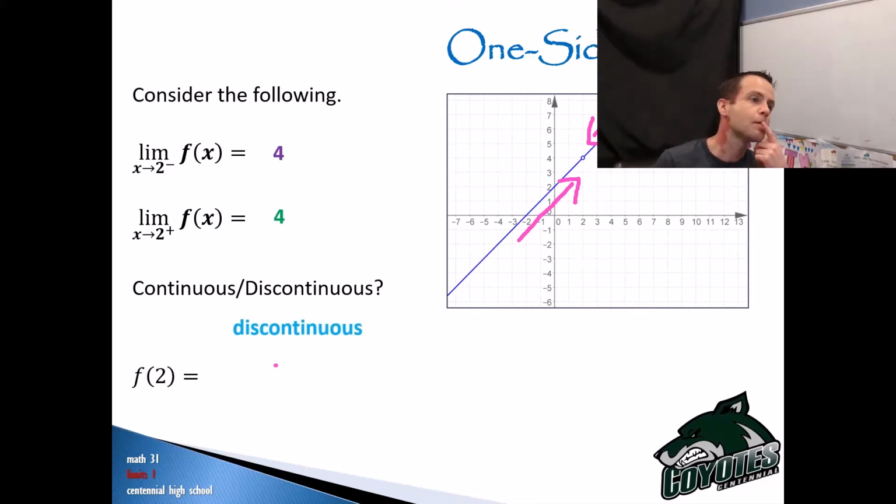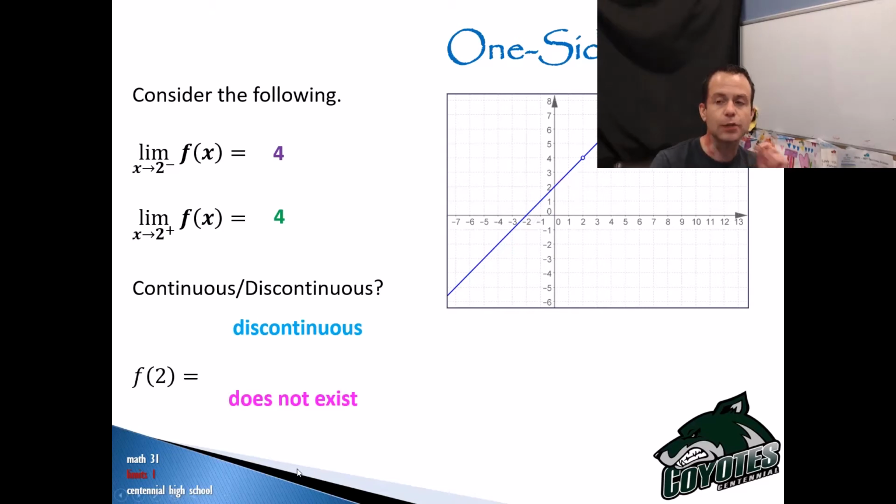Now, last slide, I said, hey, the limit on the left doesn't equal the limit on the right, so this graph is discontinuous. Well, now this is interesting because the limit on the left does equal the limit on the right, and I'm still saying this graph is discontinuous. And here's why. What's f of 2? f of 2 doesn't exist because it's a point of discontinuity.